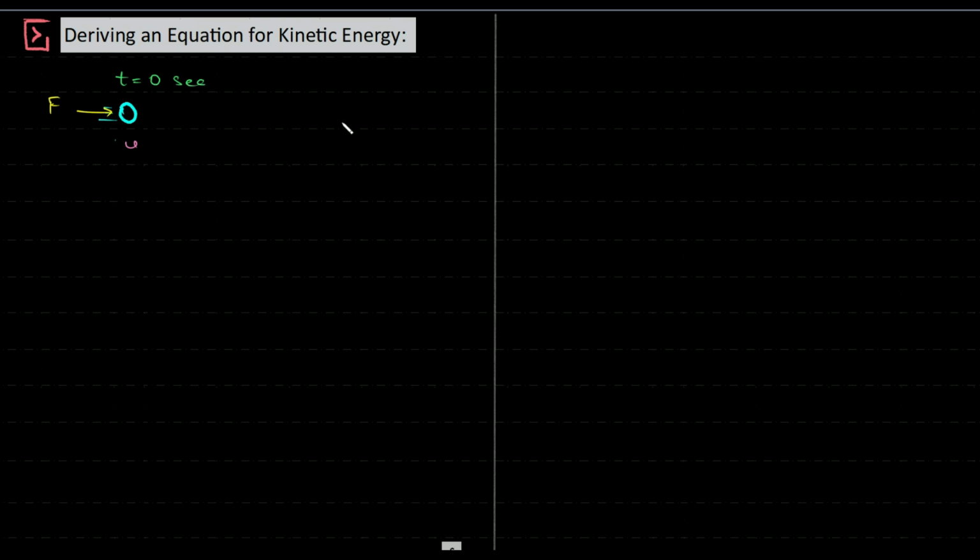So what will happen to the object? Obviously, since we are acting in the direction of the motion itself, it will speed up. Agree? So let that velocity be v, and time be t seconds later. With all of this, the object has moved a distance of s. It got displaced by s meters. Okay guys, you understood the setup?